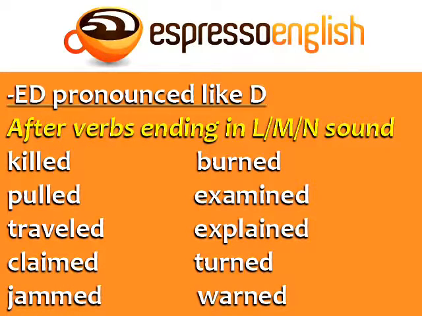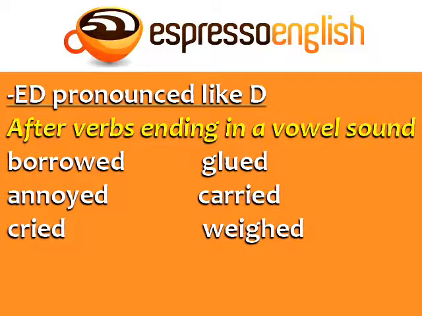Ed is pronounced like D after verbs ending in an L, M or N sound. Killed, pulled, traveled, claimed, jammed, burned, examined, explained, turned, warned.